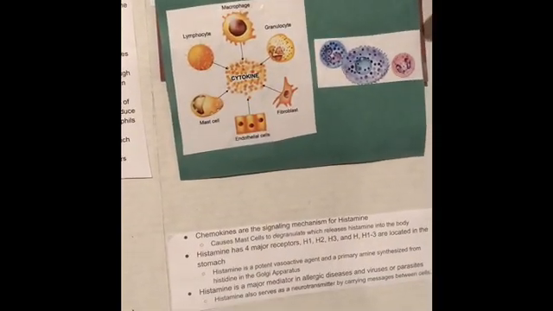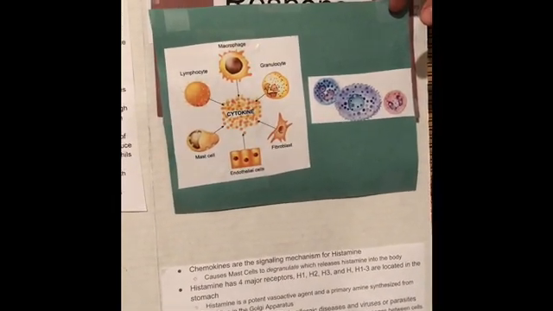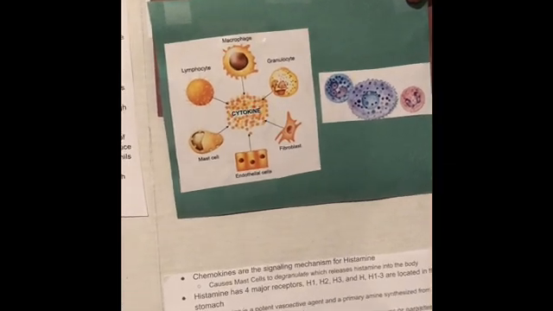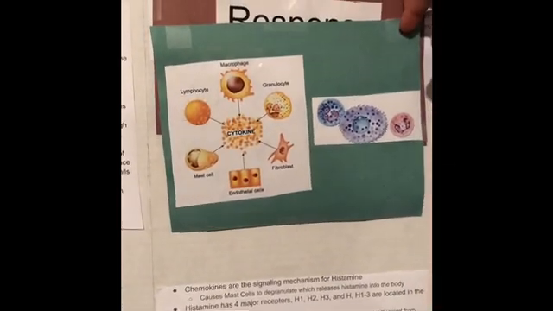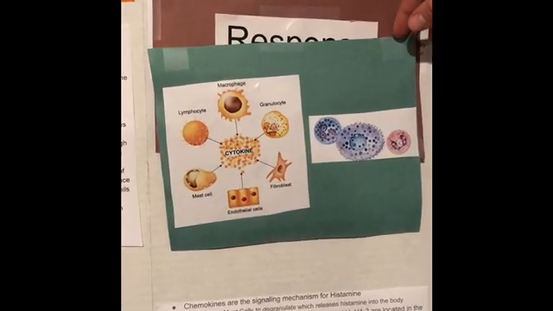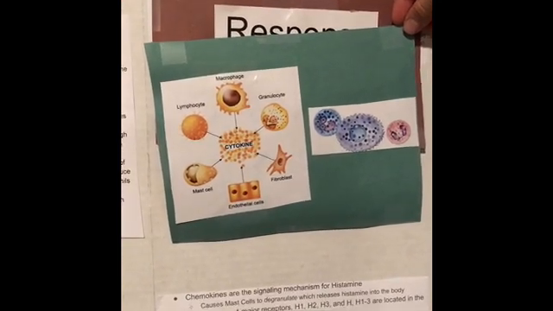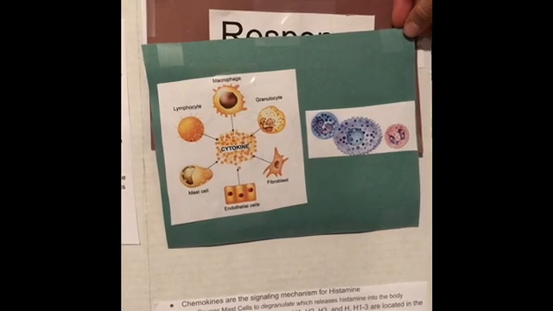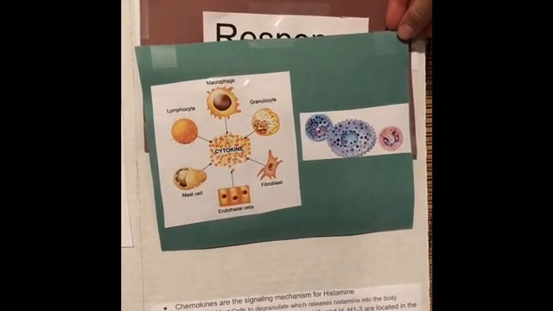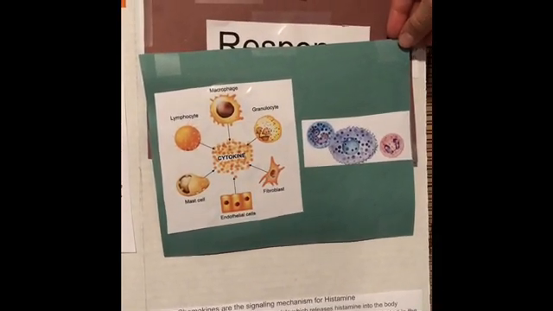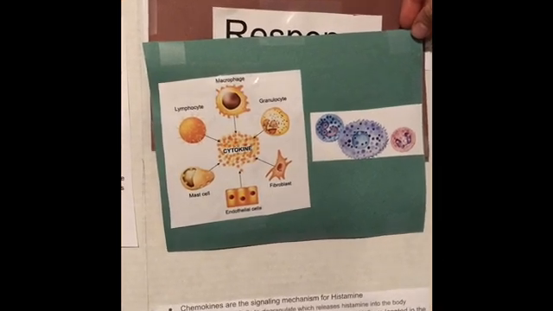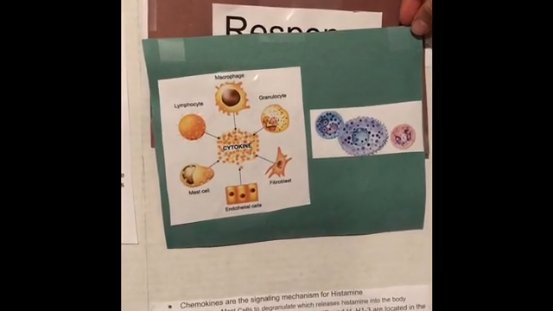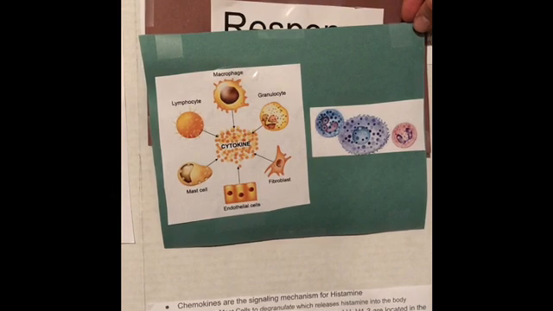Chemokines are the signaling mechanism for histamine. They cause mast cells to degranulate, which releases histamine into the body. The 4 histamine receptors, H1, 2, 3, and 4, are the 4 receptors, of which H1 through H3 are located in the human stomach. Histamine is a potent vasoactive agent and a primary amine synthesized from histidine in the Golgi apparatus in the cells.